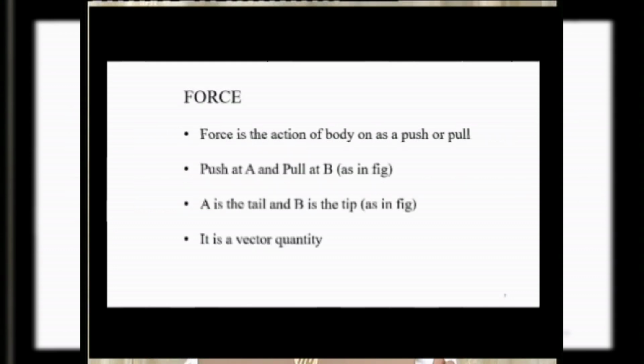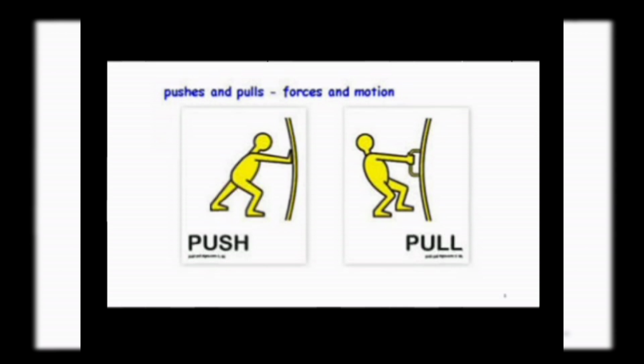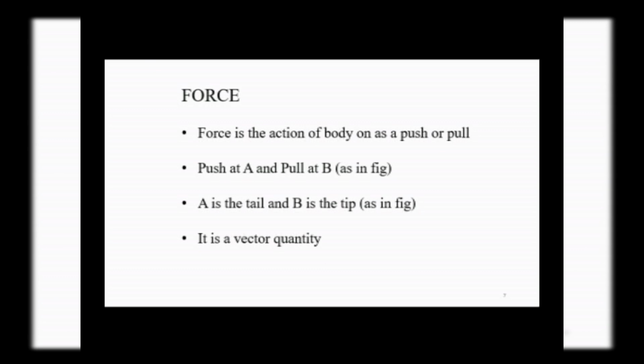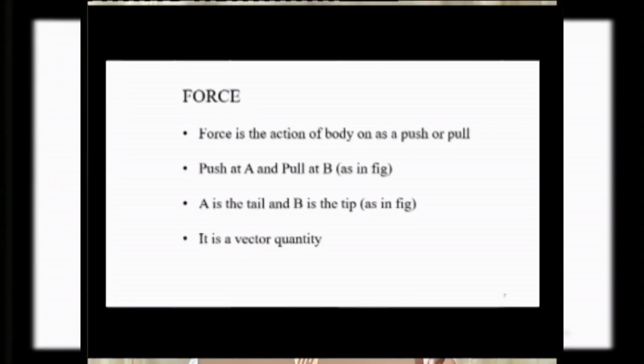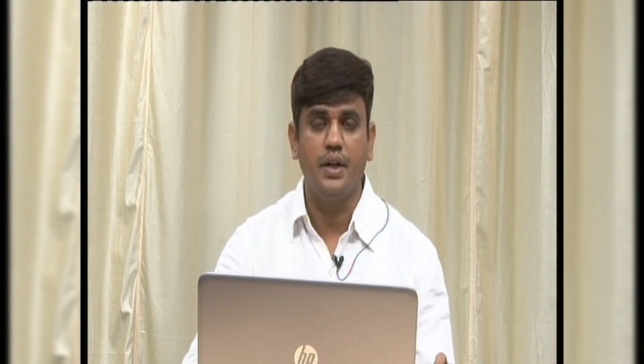As I told you, the four major quantities in engineering mechanics are time, length, mass, and force. Let us take force. Force is the action of a body on another as a push or pull. You can see in this diagram the pushes and pulls, where we can see the displacement of an object. Coming back here, now push at A and pull at B. Let us see the other diagram. A is the tail and B is the tip, as in the figure, and force is a vector quantity.